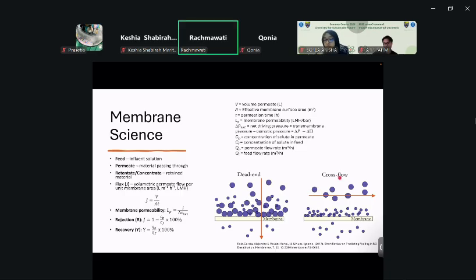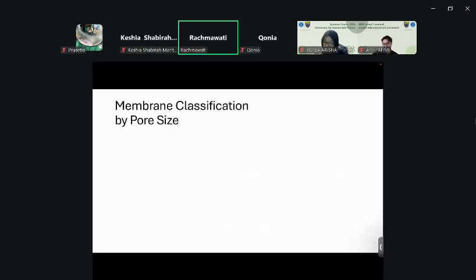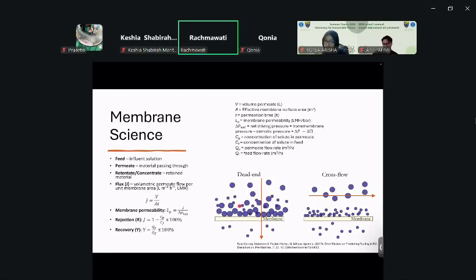There is also what we call cross flow, and you can see that the cross flow flows in parallel to the membrane. Why is it like this? Basically, the idea is to remove whatever is on top of the membrane, so you want to remove this by applying flow parallel to the membrane.